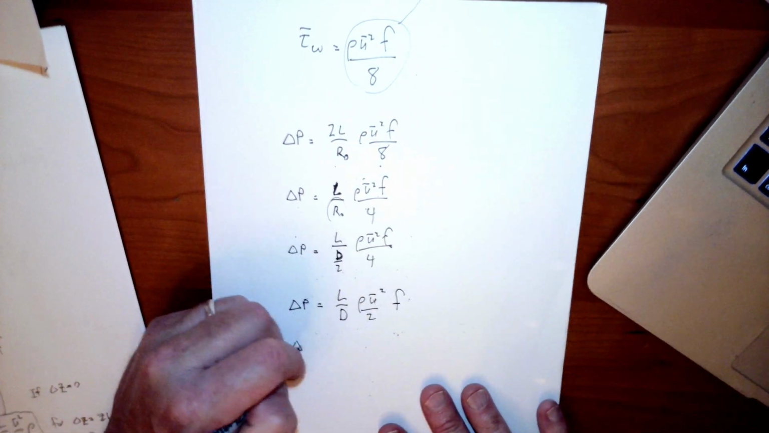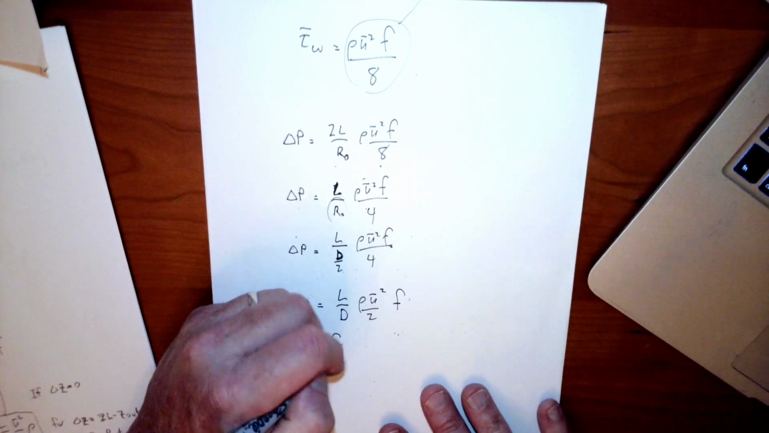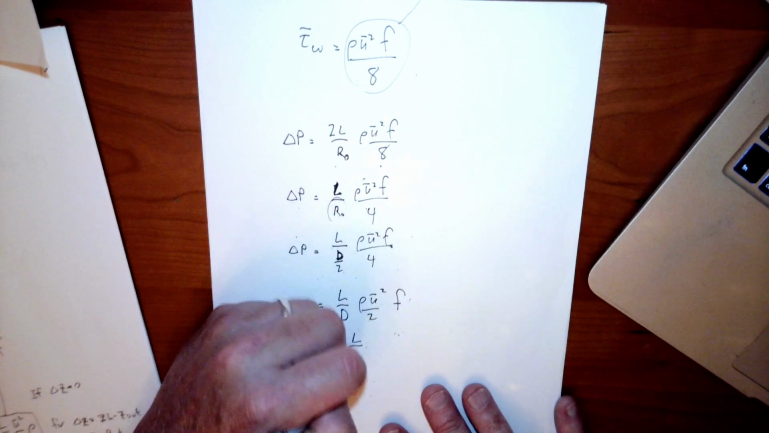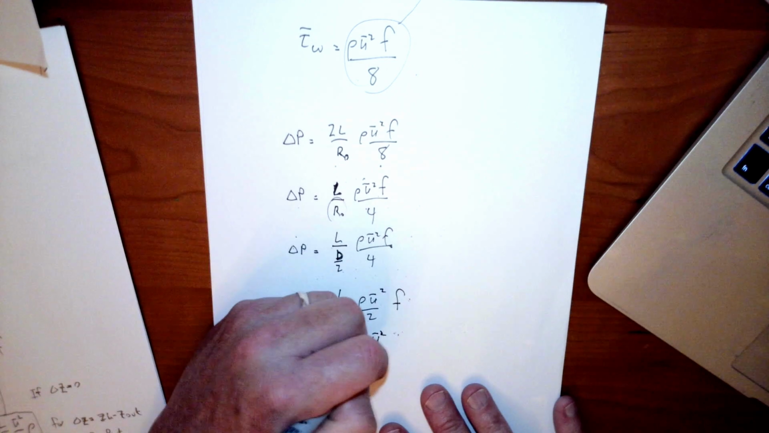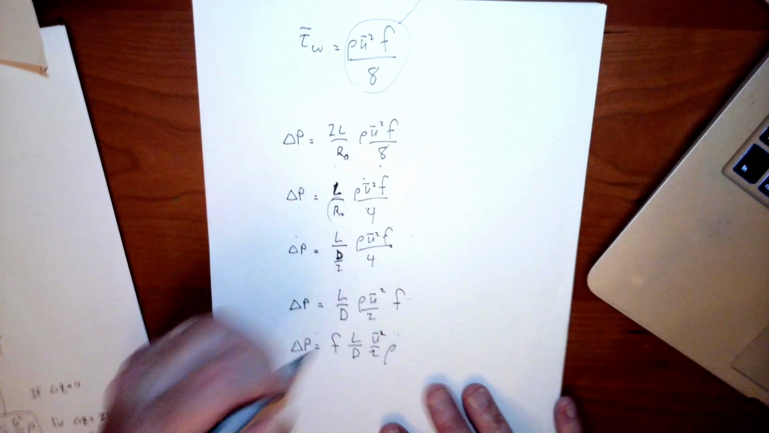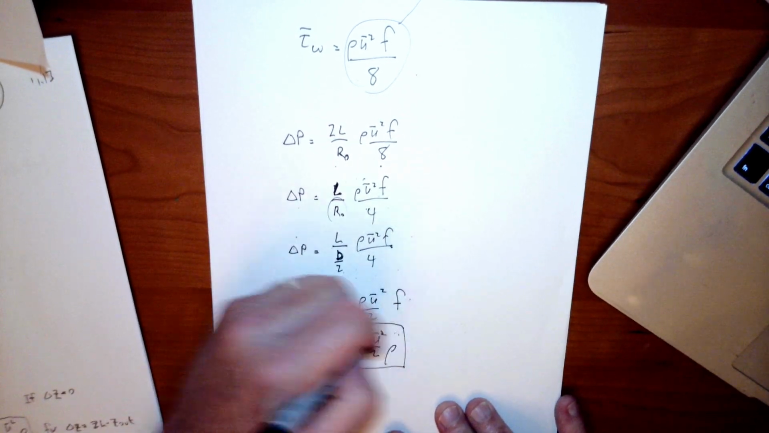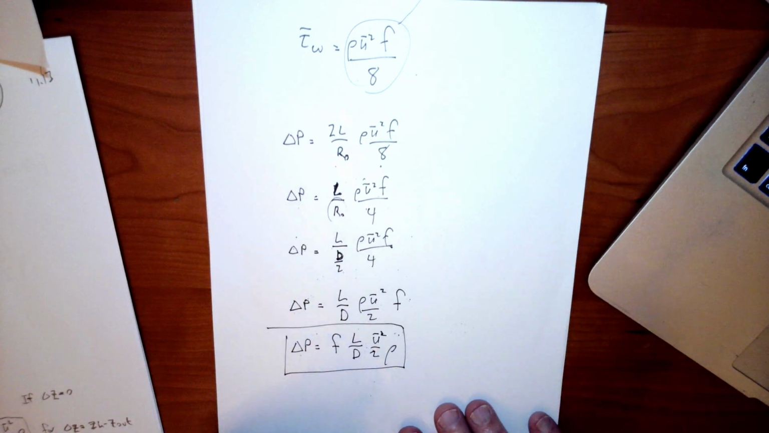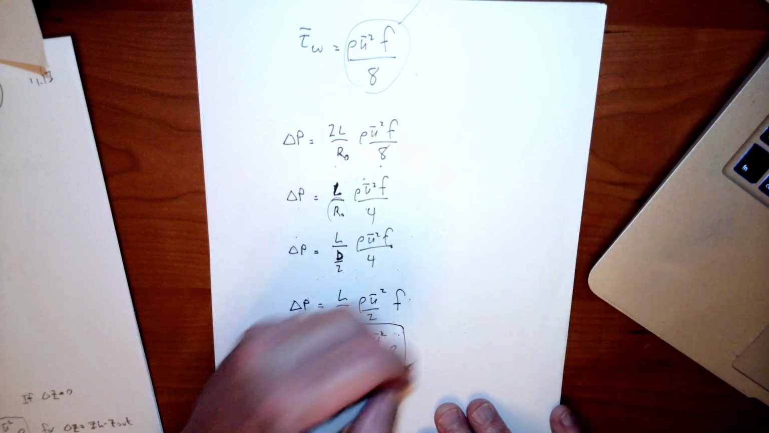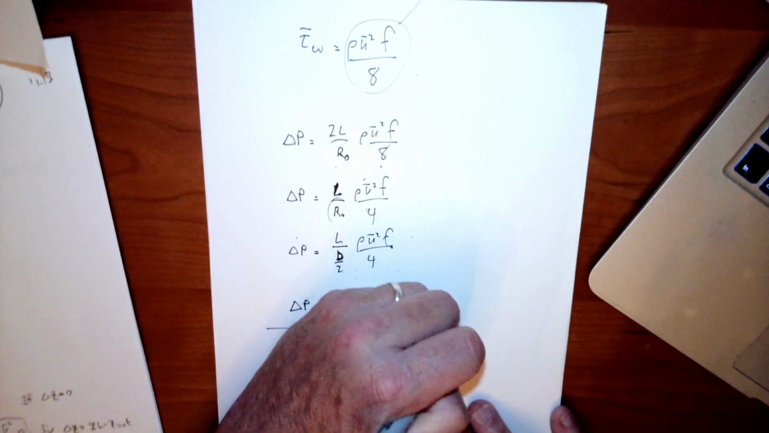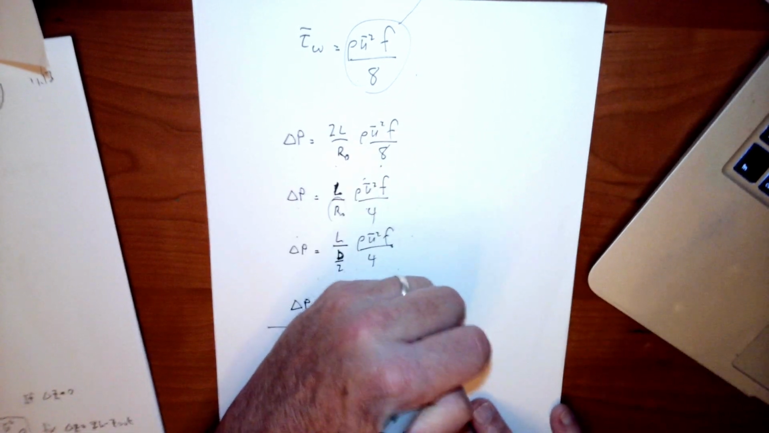Usually it's written like this: delta P equals F, friction factor out in front, L over D, U squared average over 2 times rho. So that is the pressure drop for a pipe in terms of the friction factor, and that's all if delta Z is equal to 0.